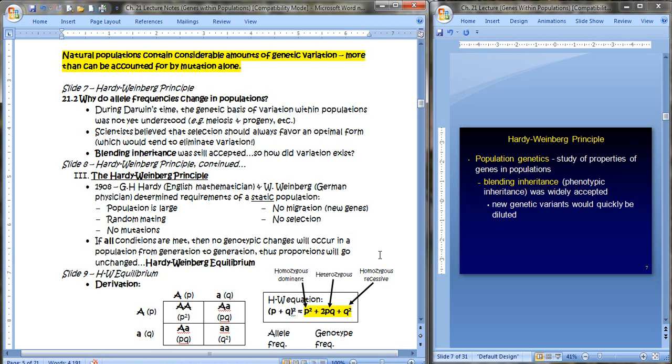But remember that during Darwin's time, the genetic basis for variation within populations wasn't even understood yet. We didn't know about meiosis, we didn't know about how gametes were formed, etc. In fact, scientists believed that selection should always favor an optimal form, which would really just get rid of variation to begin with. And in fact, blending inheritance was still accepted. So how did variation exist?